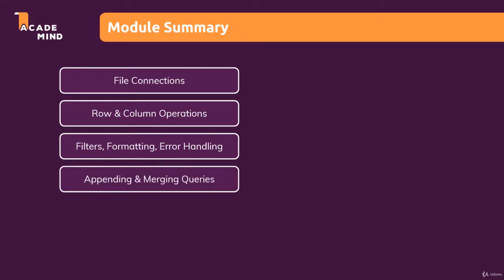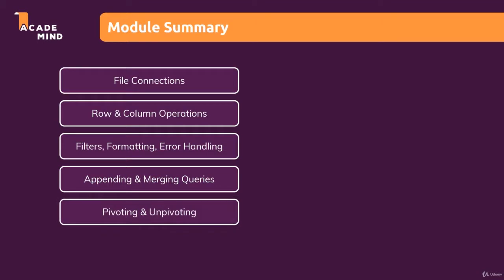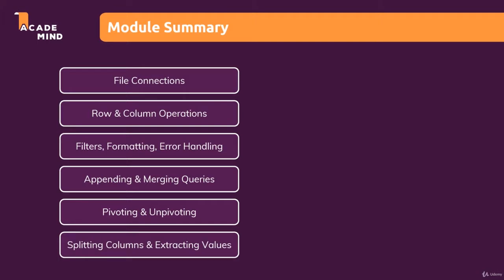Besides that, we had a look at appending and merging queries. This means we learned how we can add rows to an existing query or how we can add columns to existing or new queries. We also had a look at pivoting and unpivoting. With that, we were able to significantly change the structure of our project and also to reduce our column count. We also learned how we can split columns and how we can extract values, and we saw different application areas for both of these options.